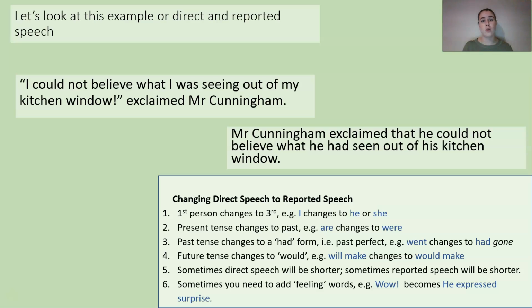Now, if you have any informal words like wow or oh my goodness or any abbreviations, they would need to be changed into more formal words. So if one of our characters like Mr. Cunningham explained, "Wow, I couldn't believe what I saw out of the corner of my eye," we'd have to change the word wow. We cannot say Mr. Cunningham said wow. We would have to try and change that into some form of feeling or emotional word. So he expressed his surprise when he saw the frogs floating past his window. So those are going to be the rules that we're going to look at today, but I'm going to model some examples to you so that you understand.